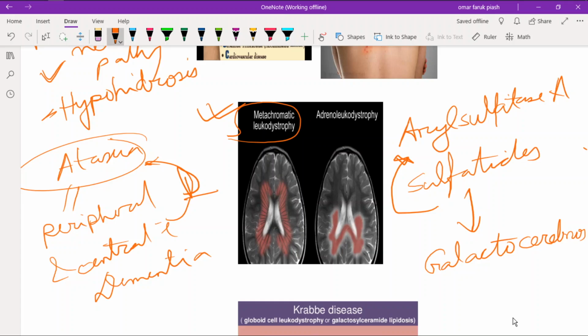I want to discuss another similar disease called adrenoleukodystrophy. Adrenoleukodystrophy is X-linked, but metachromatic leukodystrophy is autosomal recessive. In adrenoleukodystrophy, fatty acid buildup caused by the relevant enzyme not functioning properly damages the myelin sheath of the nerve, resulting in seizures and hyperactivity.